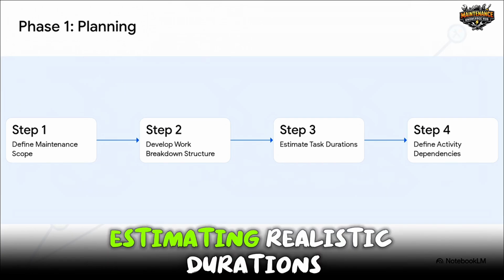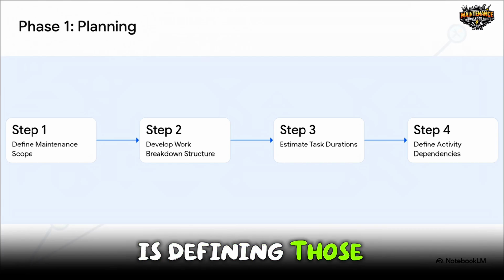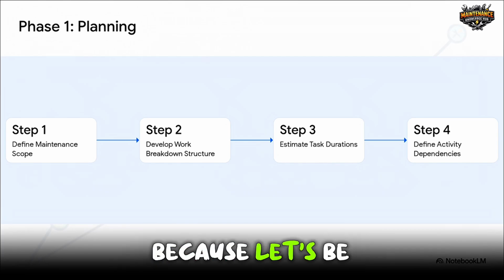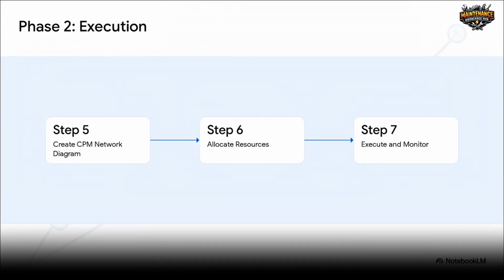Step 3 is estimating realistic durations based on past records, how experienced your technicians are, and spare part availability. And step 4, like we just saw with the pump, is defining those strict activity dependencies. Because let's be real, you definitely can't assemble a pump before you've inspected its bearings. Once your planning is locked in tight, you move right into phase 2, execution.